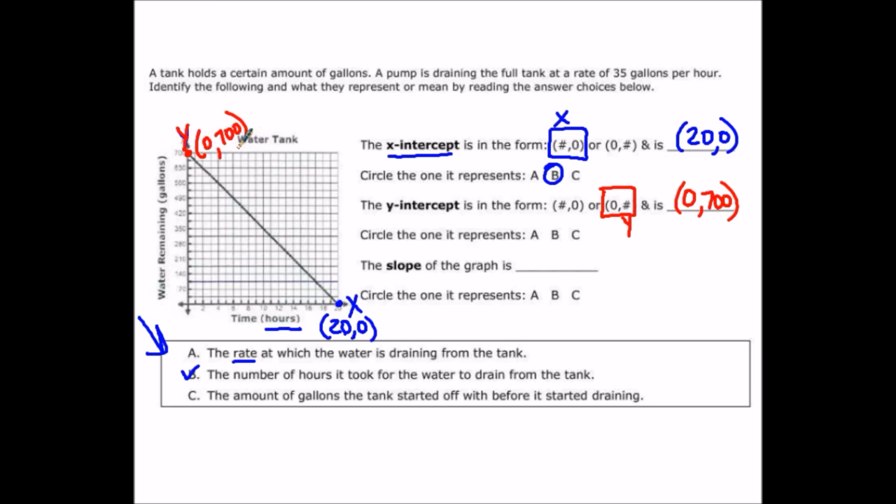All right. Now, circle the one it represents. Does that y-intercept represent the rate? Nope, because that's slope. Does it represent the gallons it started off with before it started draining?